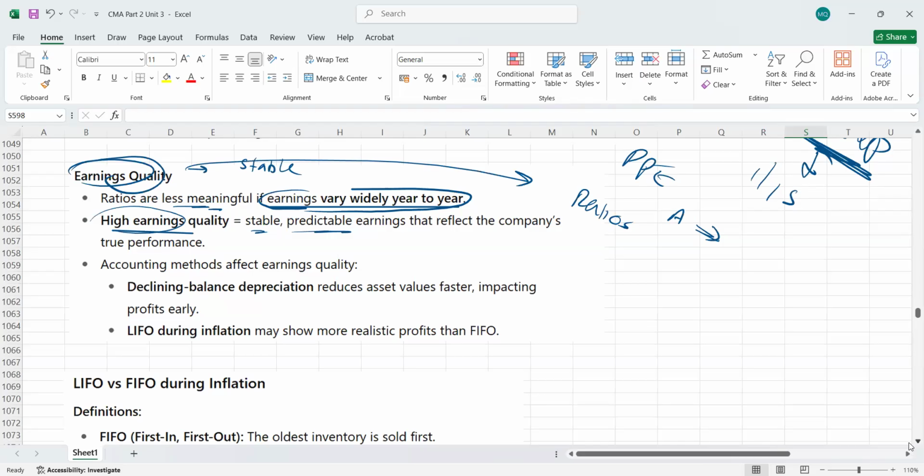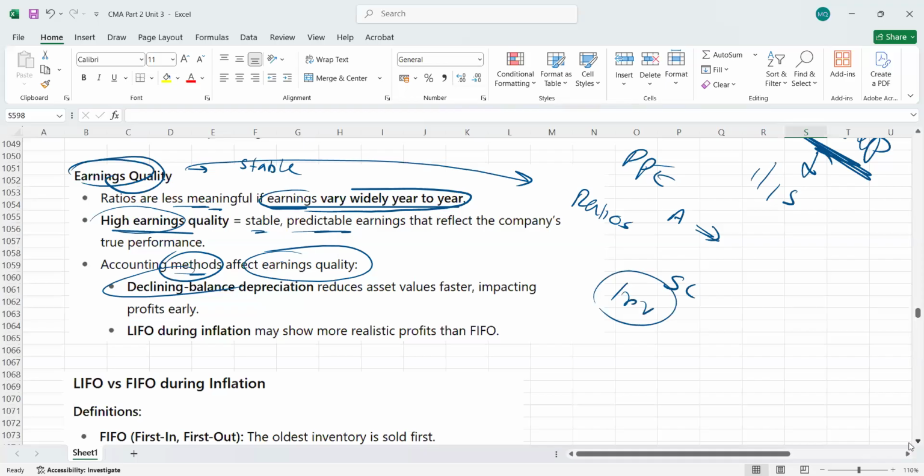Then accounting method also affects earning quality. As I gave you example, if you will change the depreciation method, accounting method I'm talking about, not only estimate, even method, like when you shift from one depreciation method to other. For example, previously you were using straight line, now you are going to use double declining method or reducing balance method or sum of years digit method. Every method will give you different figure for depreciation, which will change again the profit figure.